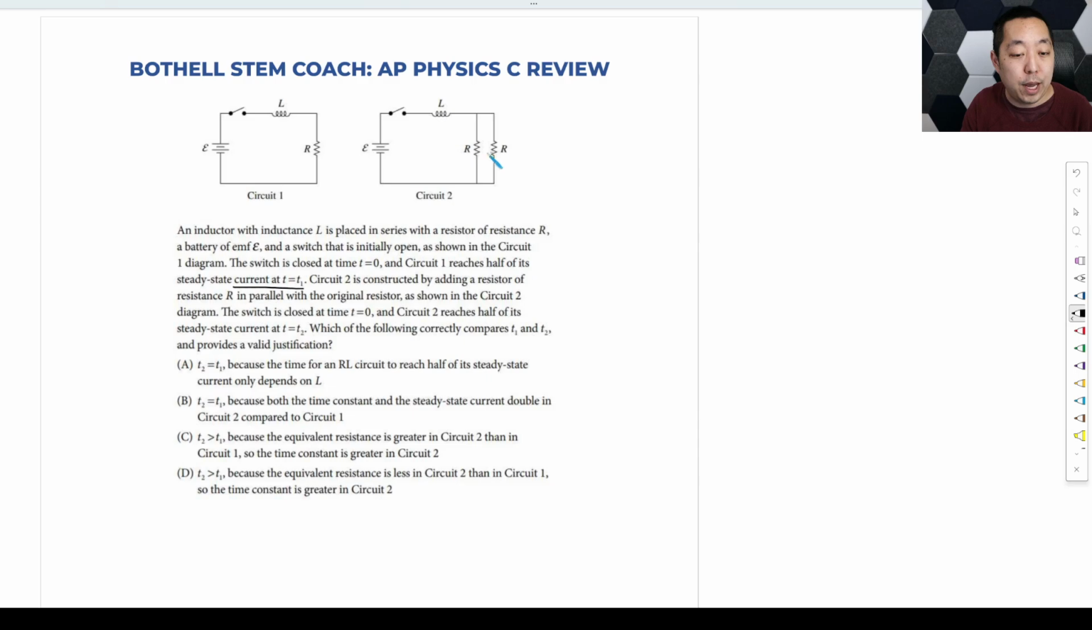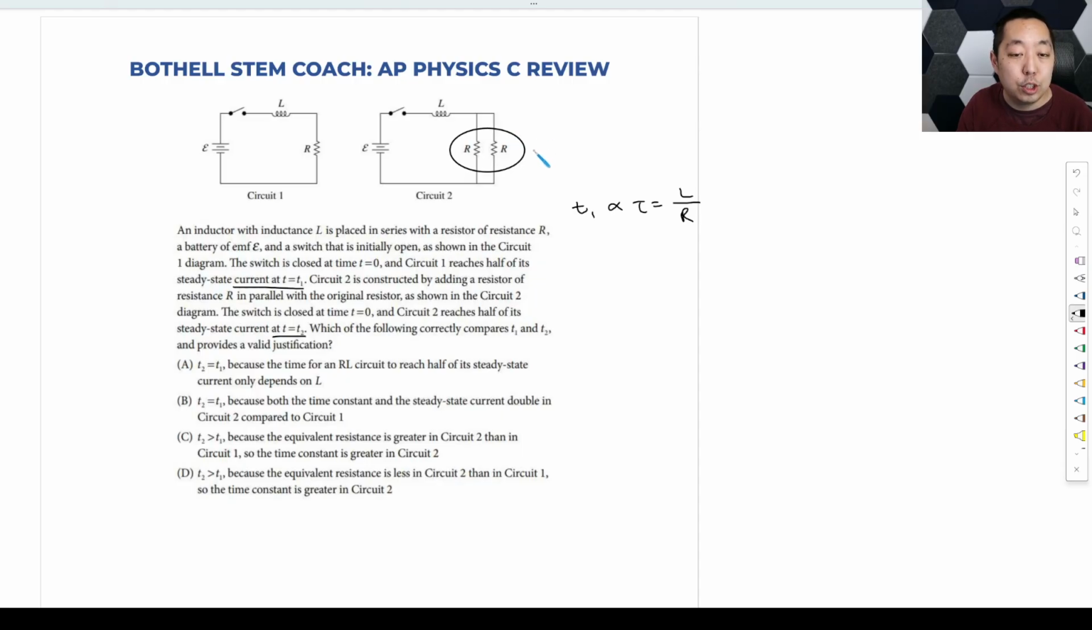Circuit 2 is constructed by adding a resistor of resistance R in parallel, and then it's closed, and it reaches half of its steady state current at t2. How do t1 and t2 compare? Well, they're both going to be proportional to the time constant, which is L over R. Now, what are we doing when we're adding this parallel resistor?